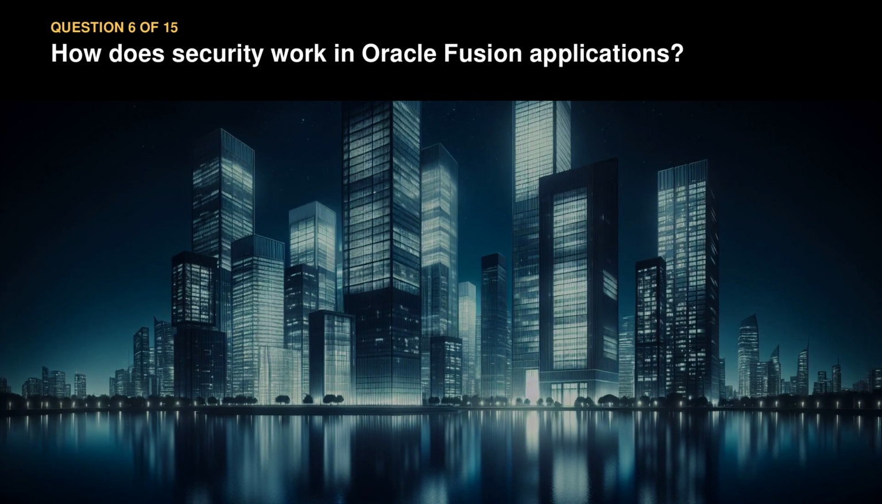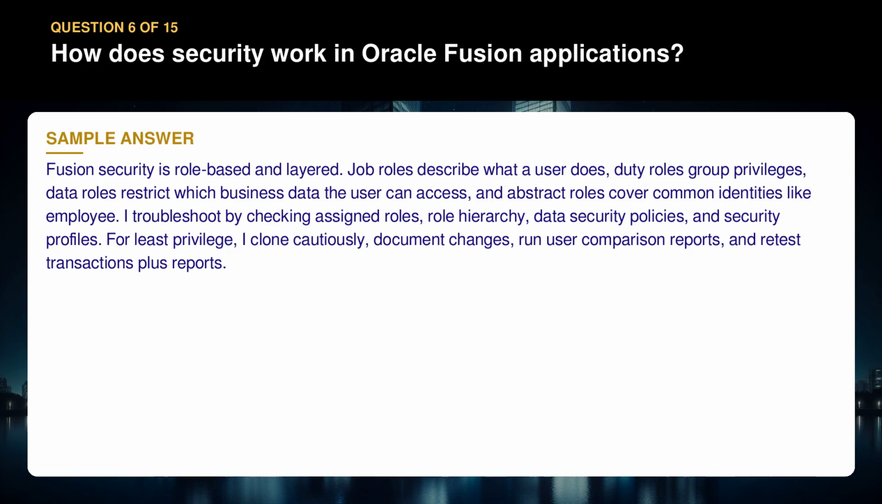Question 6. How does security work in Oracle Fusion applications? Fusion security is role-based and layered. Job roles describe what a user does. Duty roles group privileges. Data roles restrict which business data the user can access. And abstract roles cover common identities like employee.